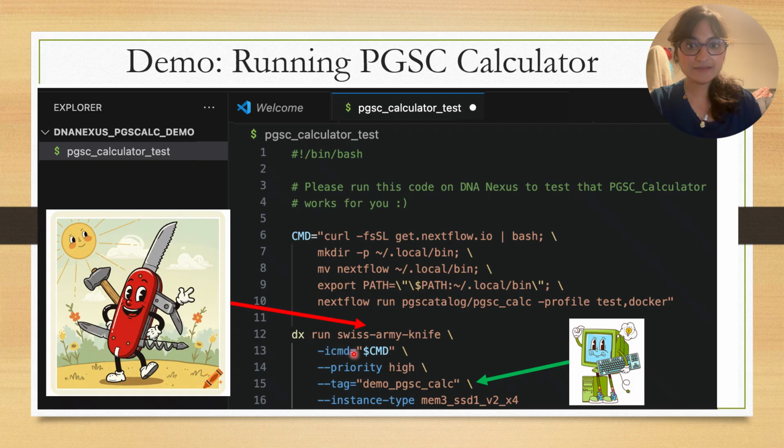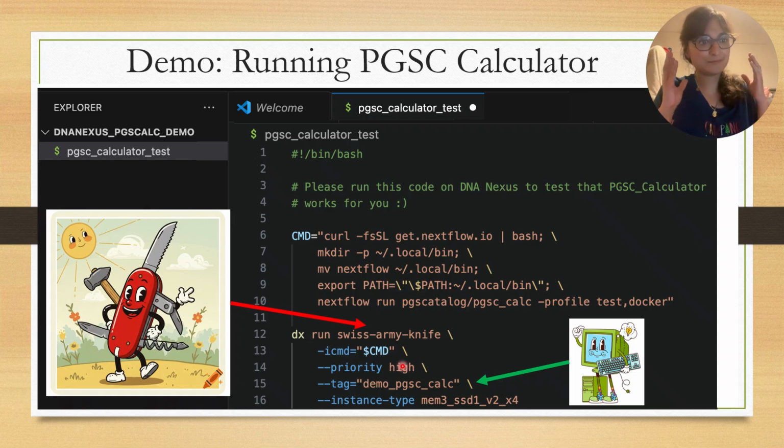So this -icmd=$cmd passes the command that I just went through into the application. The priority is high. It requests a higher scheduling priority on the cluster, and that will also make it a little bit more of an expensive job because we're trying to bump up its priority, and money talks.